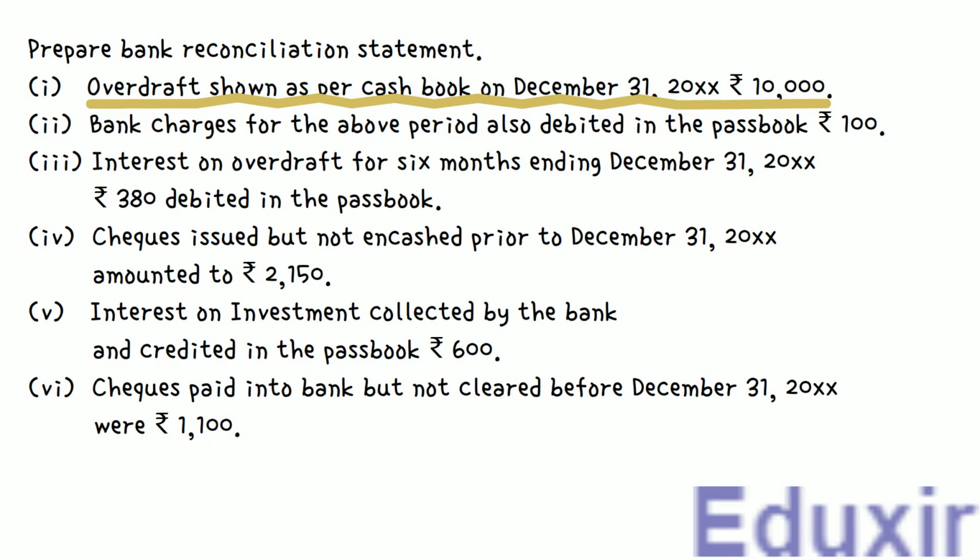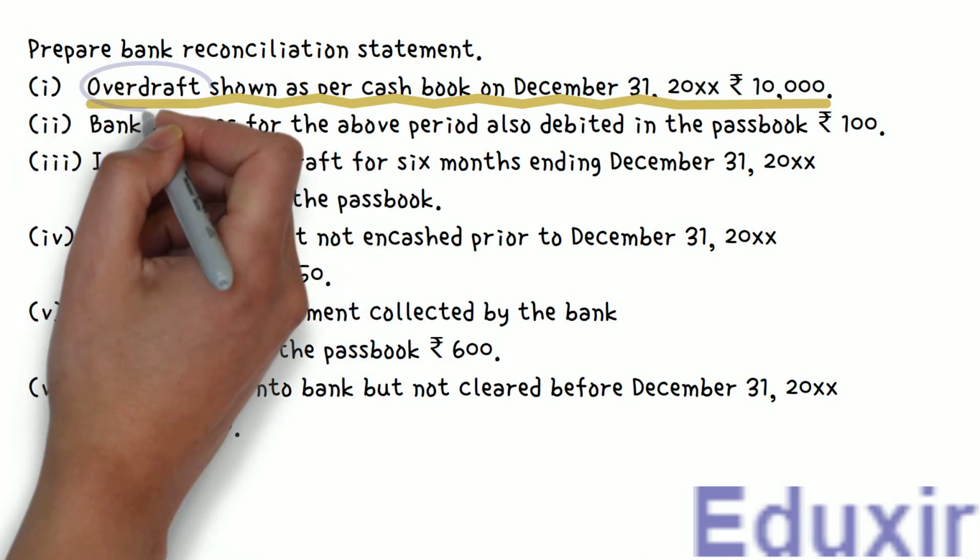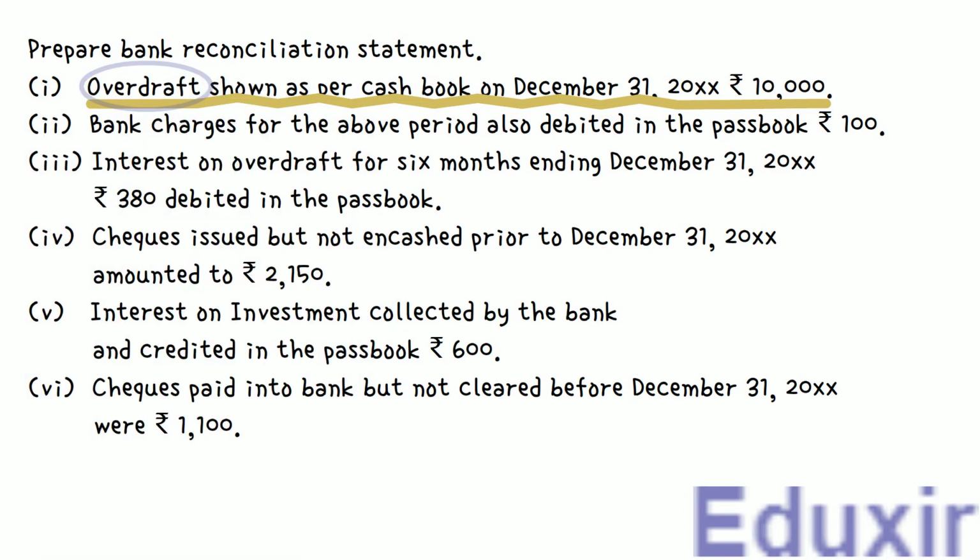As you know, the overdraft in the business cash book is a credit balance. Also, when there is an overdraft, we call it an unfavorable balance of the cash book. So, in this problem, the overdraft as per the cash book is given, and we need to find the balance in the bank passbook. Let us enter these details into the bank reconciliation statement.